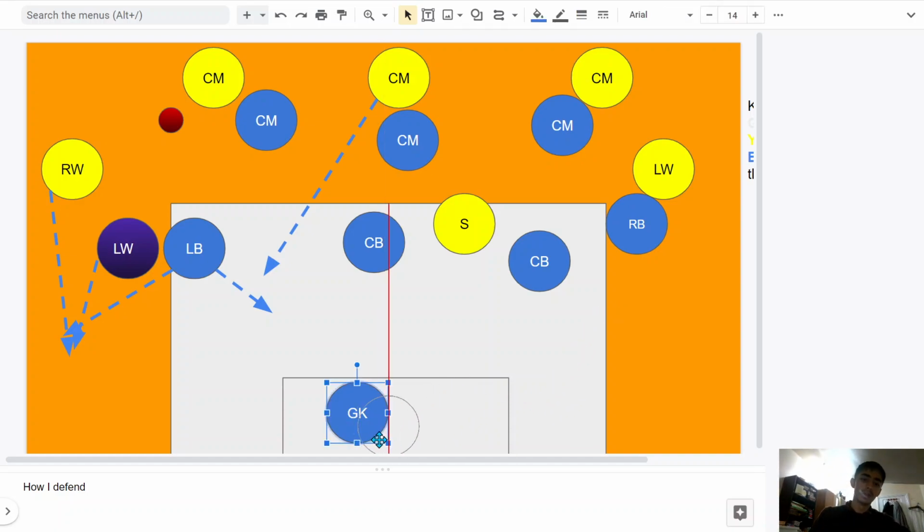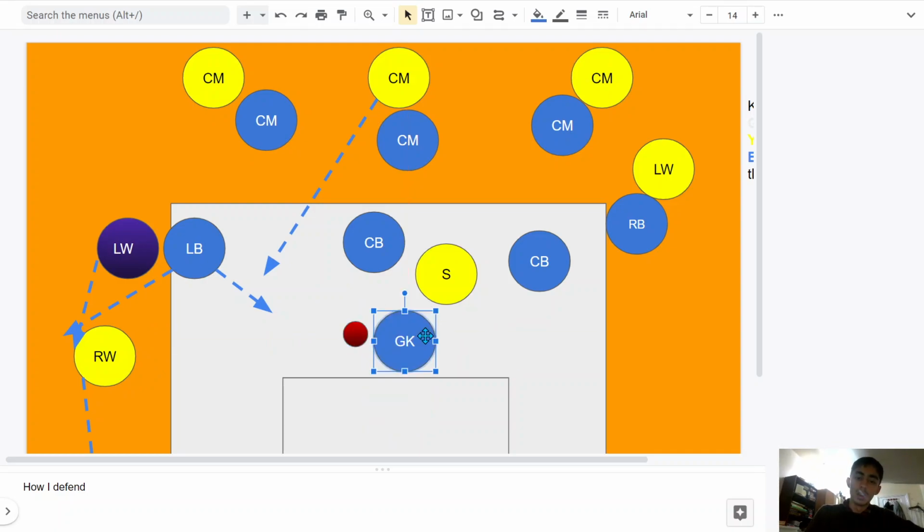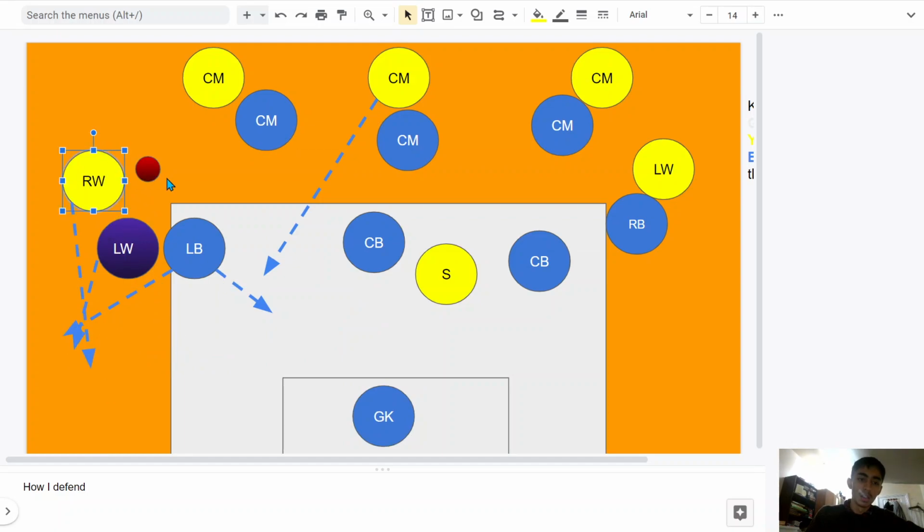I'm counting the goalkeeper as a defender, technically speaking, because he can rush out. If the right winger, hypothetically speaking, ever got the ball here, and tries to pass it to the striker here, the goalkeeper can try and come forward. Of course, it won't be easy for him, but I've seen it happen a lot of times in the past.